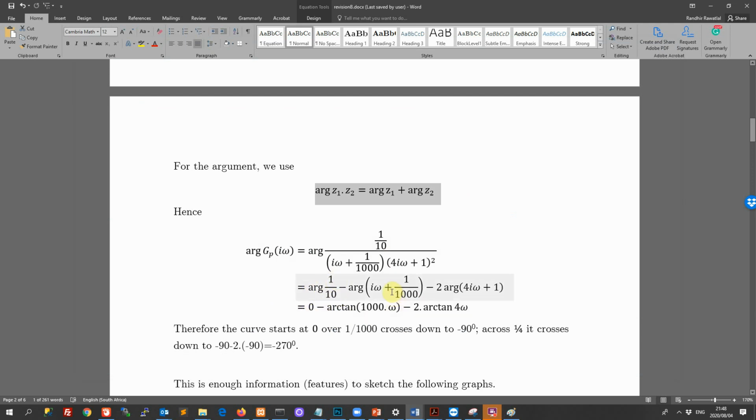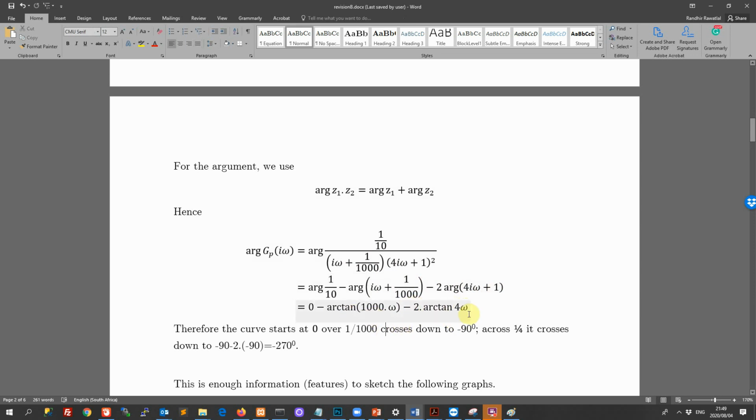And then here, of course, the angle is going to be the arctan of the y part, which is omega, divided by the x part, which is the real part. So the real part is 1/1000. So 1 over 1/1000 is 1000 times omega. So that's the angle contributed from this term. And then from the other term, in a similar way, we can say that the argument of 4i omega is going to be the arctan of 4 omega over 1. So that's the other contribution there.